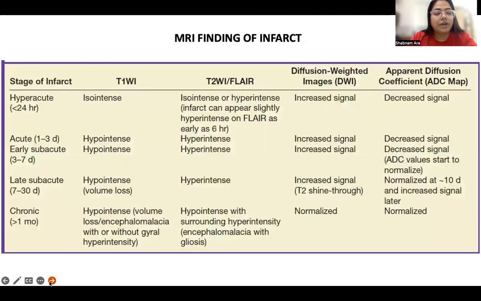So MR findings of infarct that we came across, by stage: hyperacute, less than 24 hours, T1 iso, T2 and FLAIR iso to hyper, DWI increased signal, ADC maps decreased signal. Acute, 1 to 3 days after the insult, T1 it is hypo, on T2 and FLAIR it is hyper, on DWI it is increased signal, on ADC there is decreased signal.